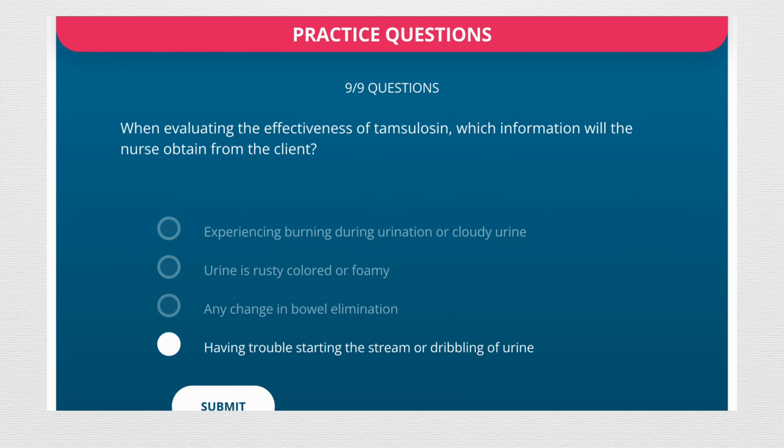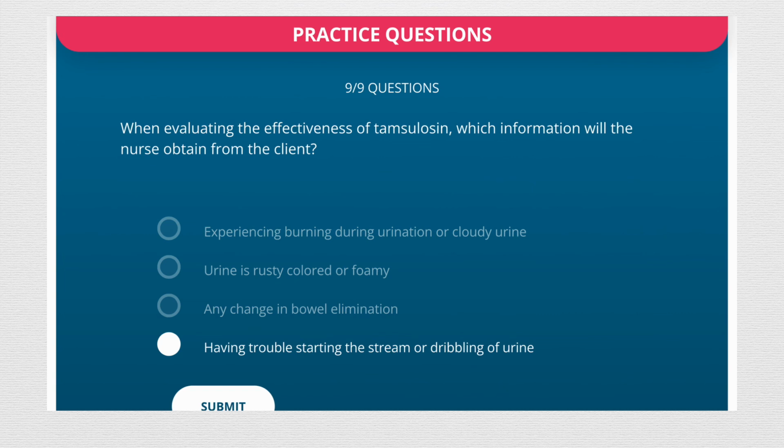So here's a practice question. When evaluating the effectiveness of Tamsulosin, which information will the nurse obtain from the client? The answer is the last one, having trouble starting the stream or dribbling of urine.